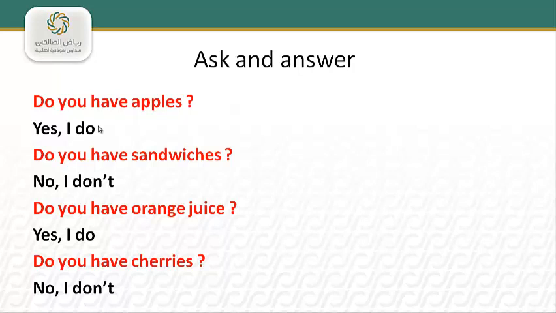Do you have apples? Yes, I do or no, I don't. Do you have sandwiches? Yes, I do. If you have, yes, I do. If you don't have sandwiches, no, I don't. Do you have orange juice? If you have orange juice, you can answer with yes, I do. If you don't have orange juice, you can answer with no, I don't. Do you have cherries? If you have cherries, you can answer with yes, I do. If you don't have cherries, you can answer with no, I don't.